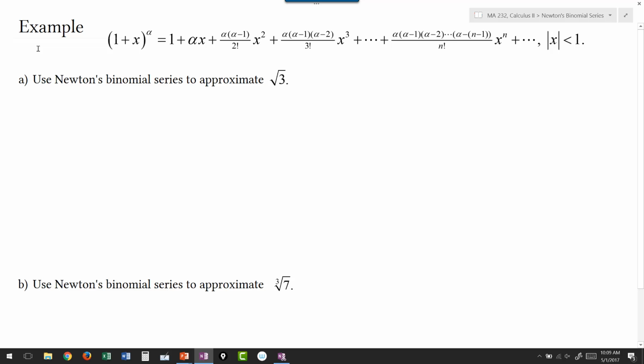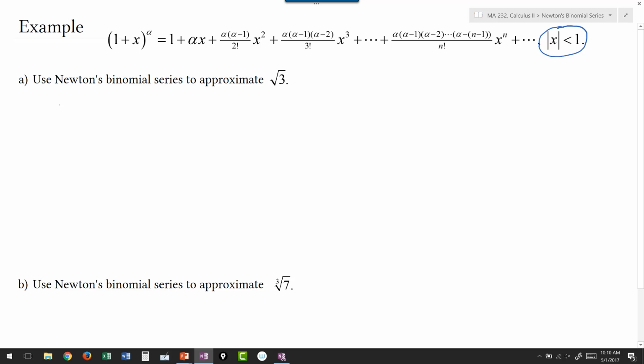All right, we're going to see how to manipulate Newton's binomial series to approximate roots to any degree of accuracy that we want. But what we're going to see is that the restriction that absolute value x has to be less than 1 is going to force us to be a little bit clever in how we apply the series. So let's take this square root of 3 as our first example.